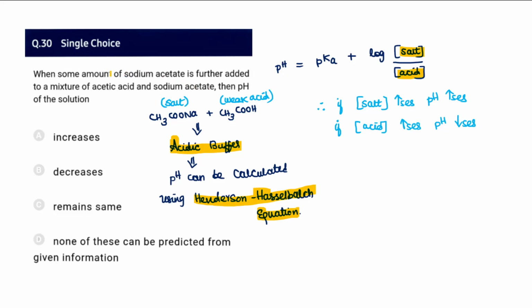Here it is given that some amount of sodium acetate is added. Sodium acetate is a salt. So when you add a salt, the concentration increases and the pH is going to be increased because it is directly proportional. So the pH will be increased. So for 30, we take option A.